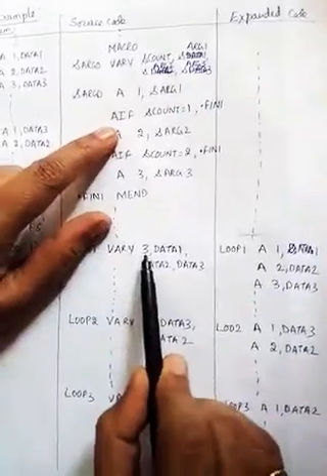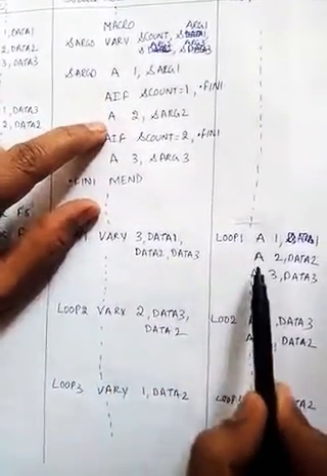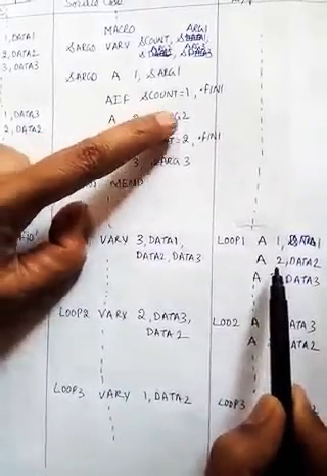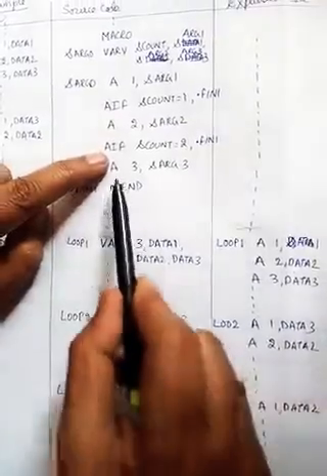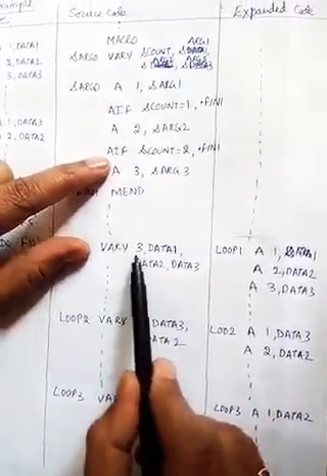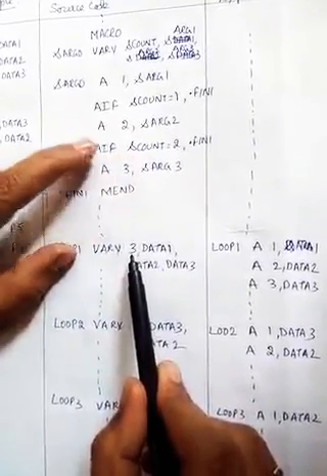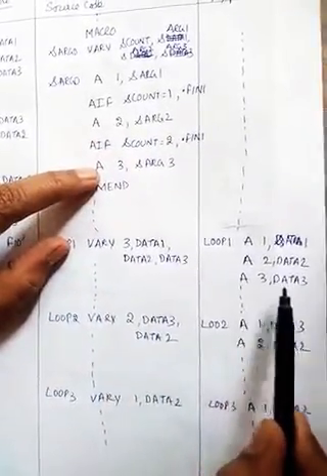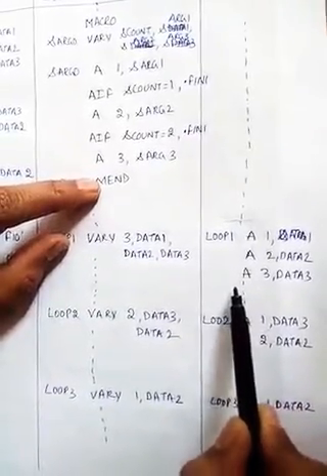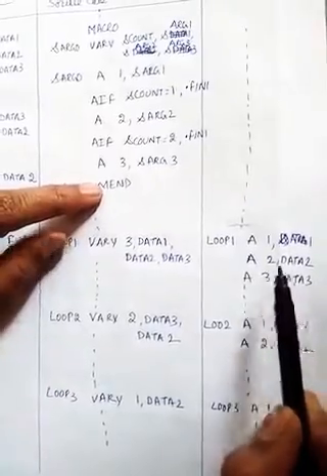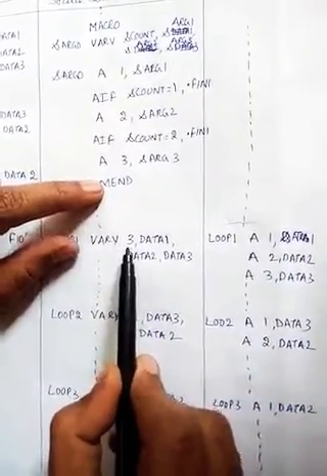Is it 1? No. That means the expression is false, so it writes the second statement, that is A2 comma arg2, which is data2. Then again the AIF statement evaluates the count, which is not equal to 2. So the control goes to the next statement, and the third one will also be produced. After that it ends. Now when you observe, all three statements are present in the expansion because you have written the count as 3.